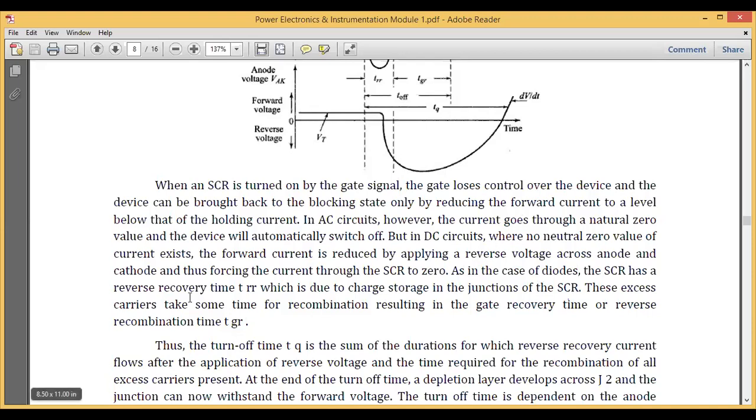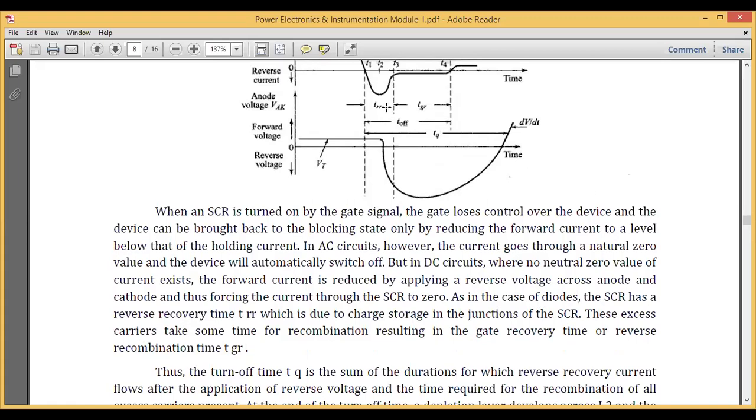Okay, the SCR has a reverse recovery time, which is called TRR. Here it is shown in the graph. It is called TRR, reverse recovery time. Which is due to what? The storage of charge in the capacitor, or the storage of charges in the junctions of the SCR.